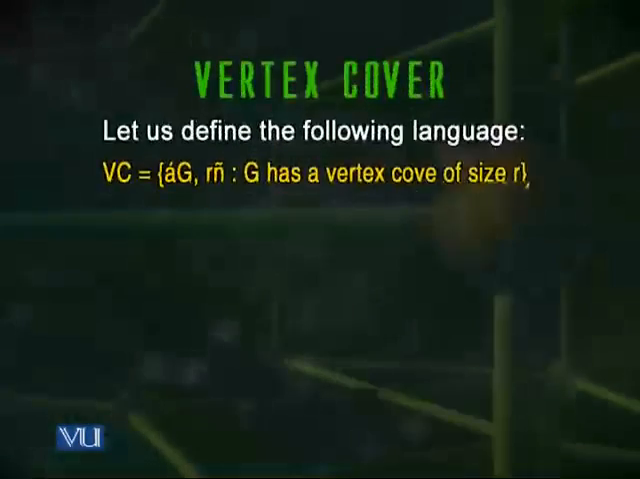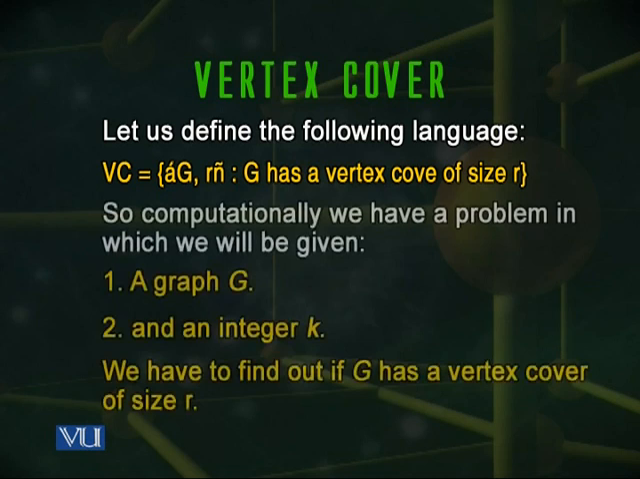Now what we can do is we can define our computational problem once we have this graph theoretic concept. Let's define the following language. VC, which stands for vertex cover, is going to be the set of all graphs G and integers R such that G has a vertex cover of size R in it. So computationally we have the following problem. We will be given a graph G and we will be given an integer R. We'll have to find out if G has a vertex cover of size R.